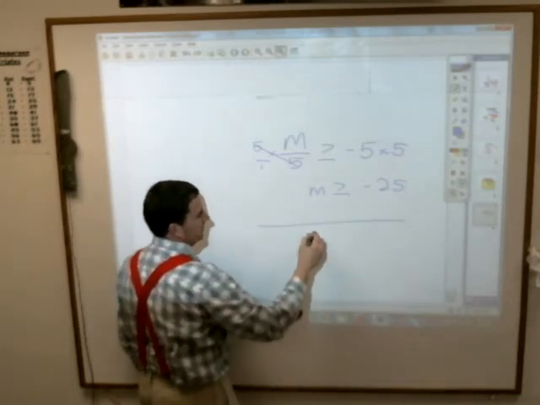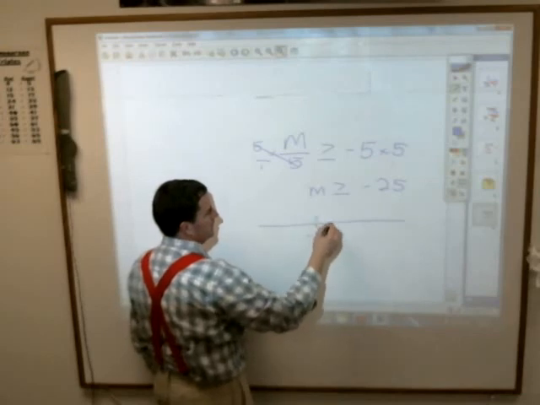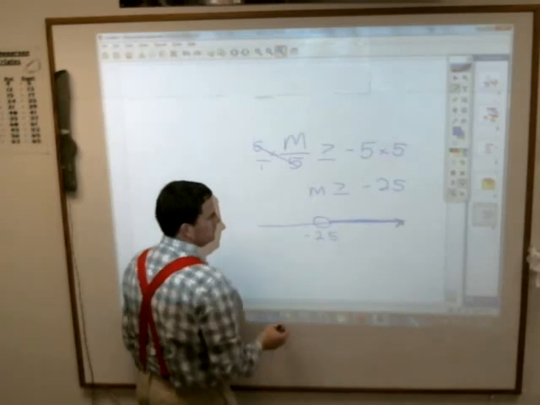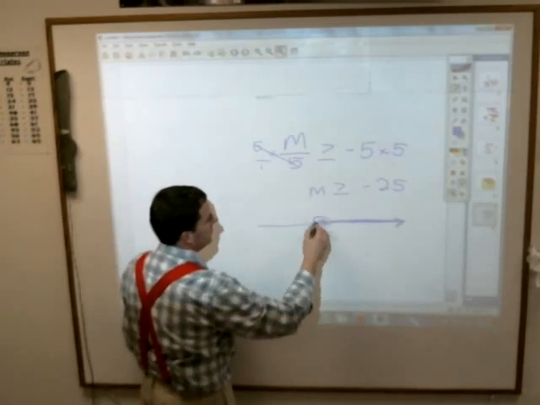That's just the graph of it. At negative 25, there is an open circle, line going this way. But it would be closed, that means a closed circle, line going that way.